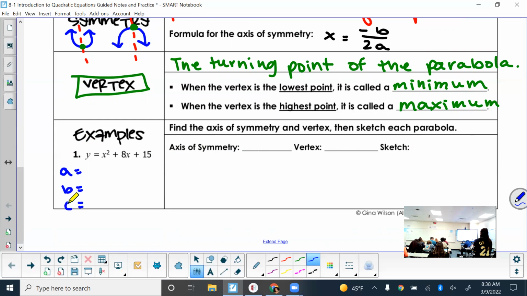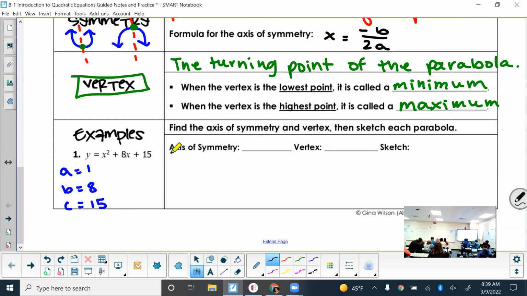So what's A in this quadratic equation? So x squared goes right after the A. What number is in front of the x squared? What's the number if it's not written? 1. What's B in this example? 8. What's C? 15. And I know we're not using C yet, but we might as well just, because we'll use it another day. All right, so first know what A, B, and C are.